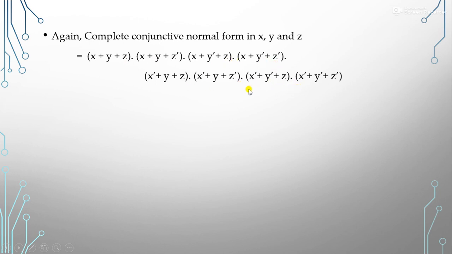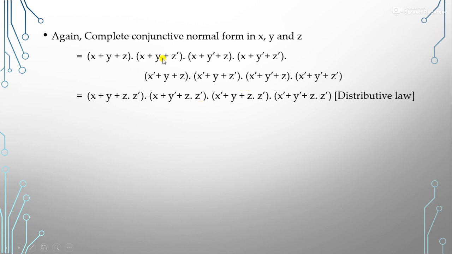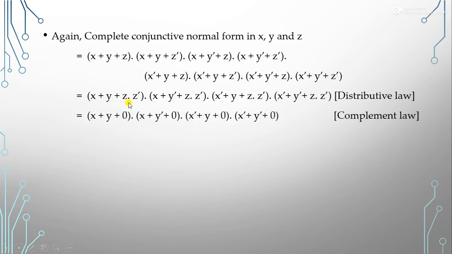Always when we use the max term, we use y dash equal to 0, z z dash equal to 0, right? So here we use the distributive law and we can write the first 2 terms as x plus y plus z into z dash. Using the distributive law on the next 2 terms, it becomes x plus y dash plus z into z dash. Now we know that z into z dash is equal to 0 by the complement law. After that we have the identity, because a plus 0 is equal to a. So x plus y plus 0 is equal to x plus y.